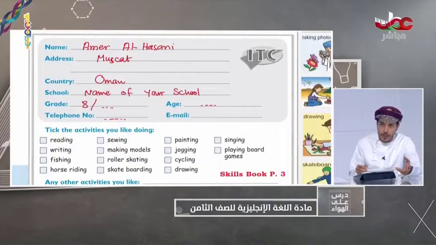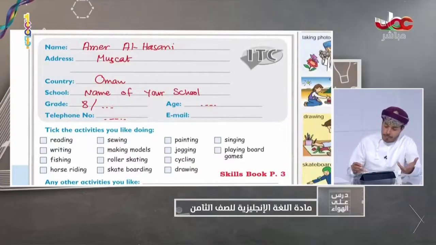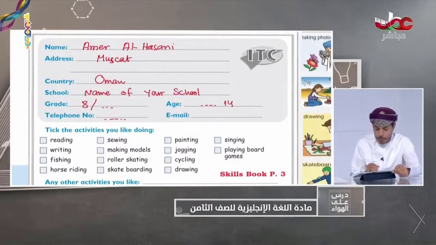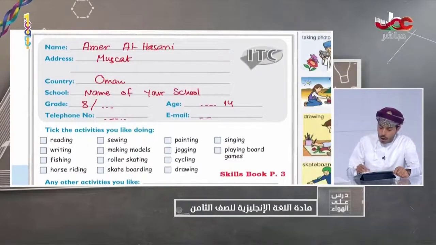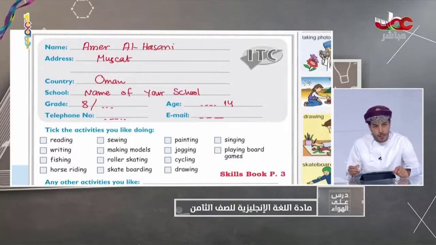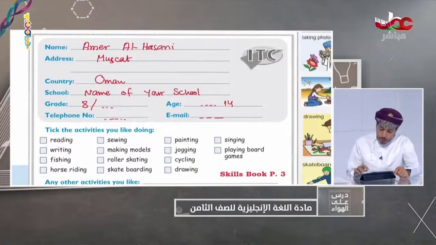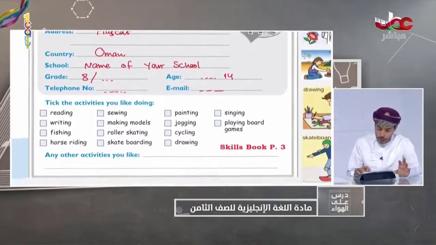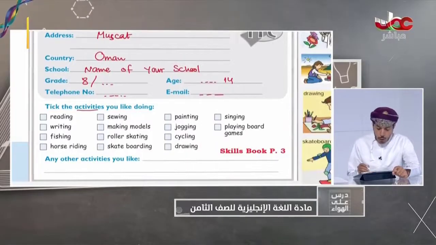And also you can put your telephone number if you have, and also your age. For example, let's say maybe you are between 14 and 15. Okay, let's write 14, for example. And also you can write your own email if you have. Then, after you finish writing your details about yourself as students, tick the activities you like doing.